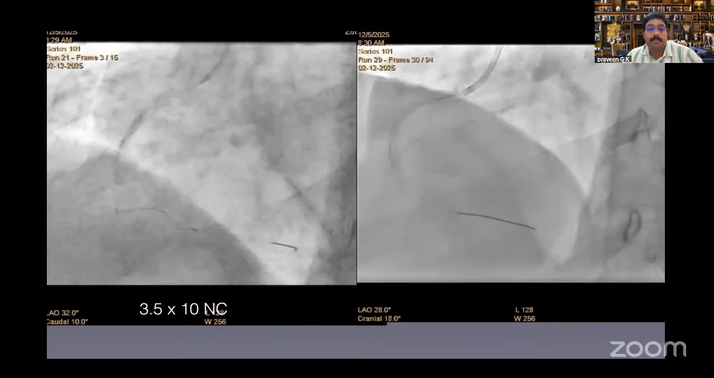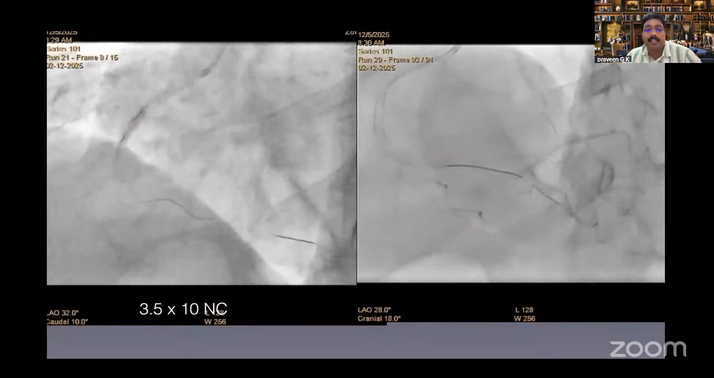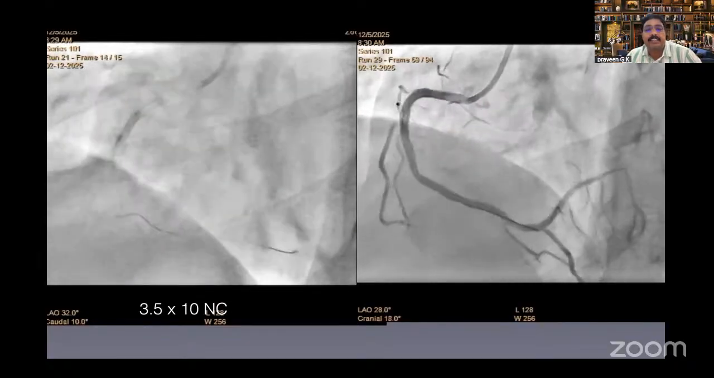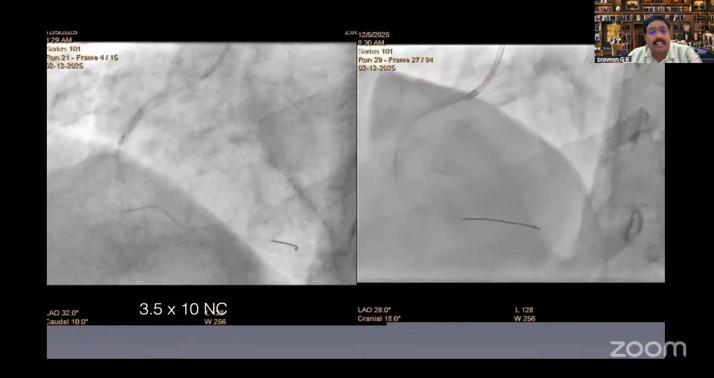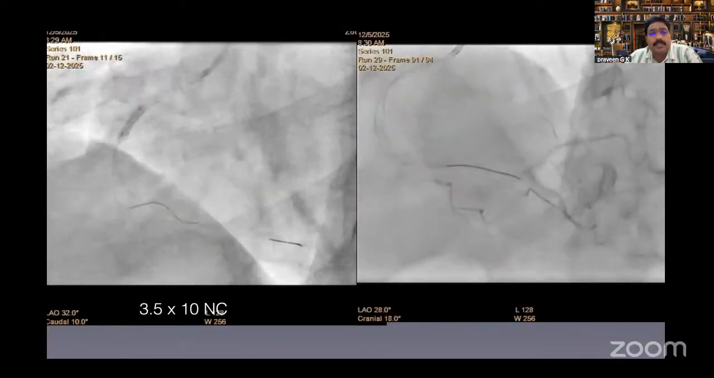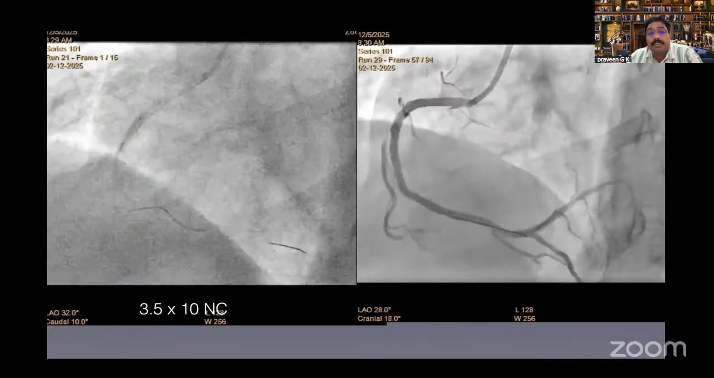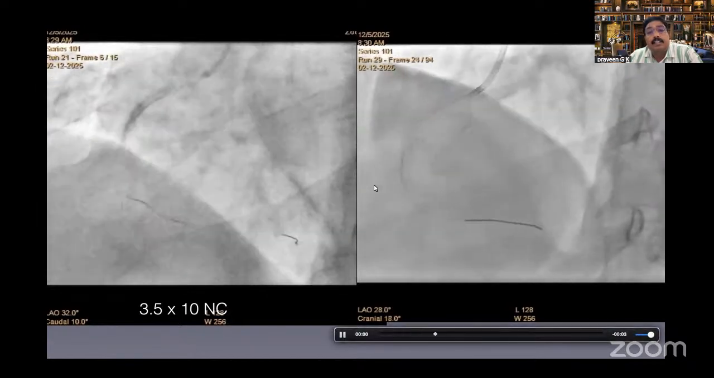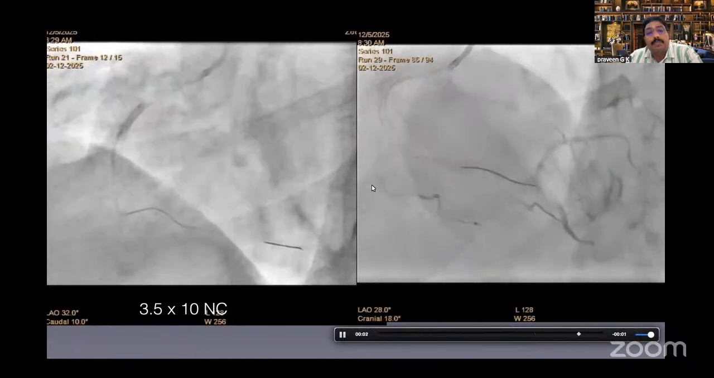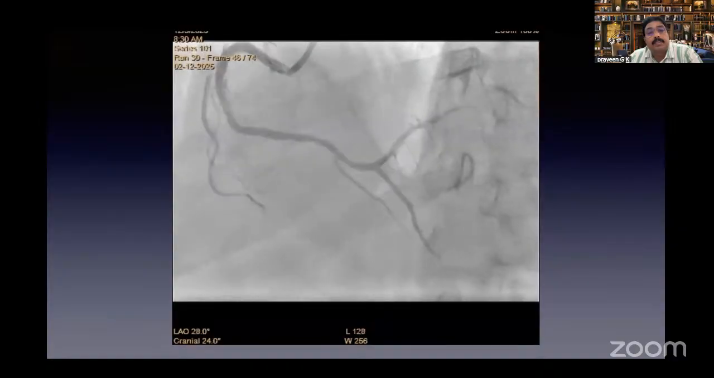Unlike the usual stents where we find some difficulty while tracking long devices in the right coronary artery, here the trackability was excellent, and the case went off very well. So this is the final result.